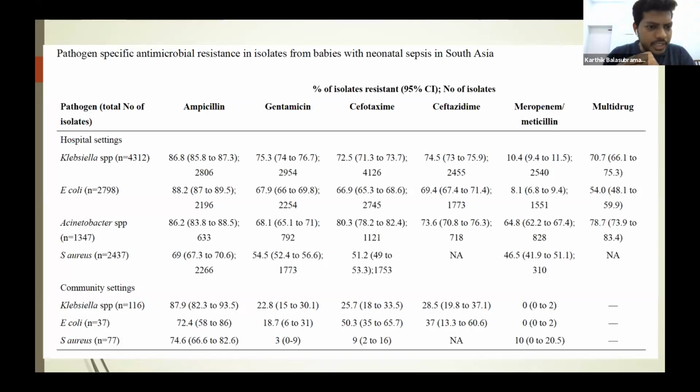And if you look at the community setting, the Klebsiella, E. coli, and Staph aureus, the majority of them are still resistant to ampicillin. However, they are sensitive to gentamicin, cefotaxime, ceftazidime, and meropenem. So it's still very clear that the pattern has not changed. We get more drug-resistant organisms in the hospital setting as compared to the community setting.